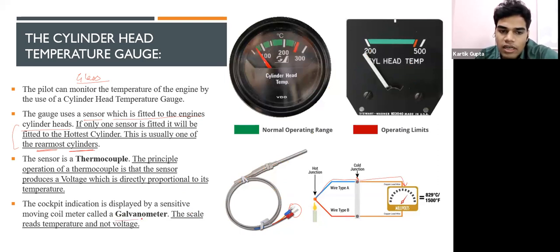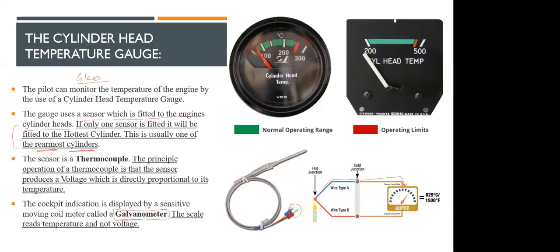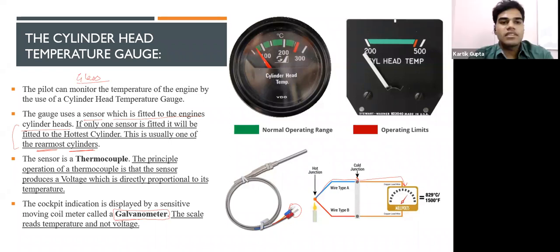I hope you remember class 10th. The galvanometer was taught to you in that. It's basically giving you a sense with respect to voltage and converting that into a reading. The scale reads the temperature, not the voltage. This is the CHT gauge we're talking about, and this is the display. This is the normal operating range. You can see the red region here is the operating limit. After that, you should consider reducing the power input for some time.